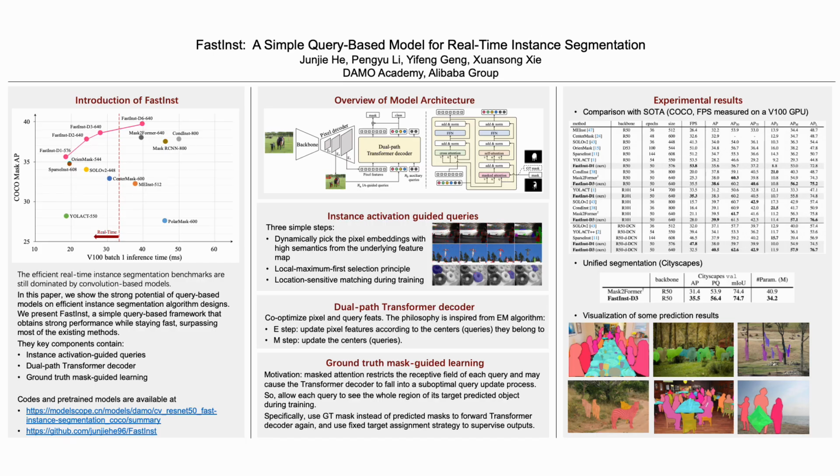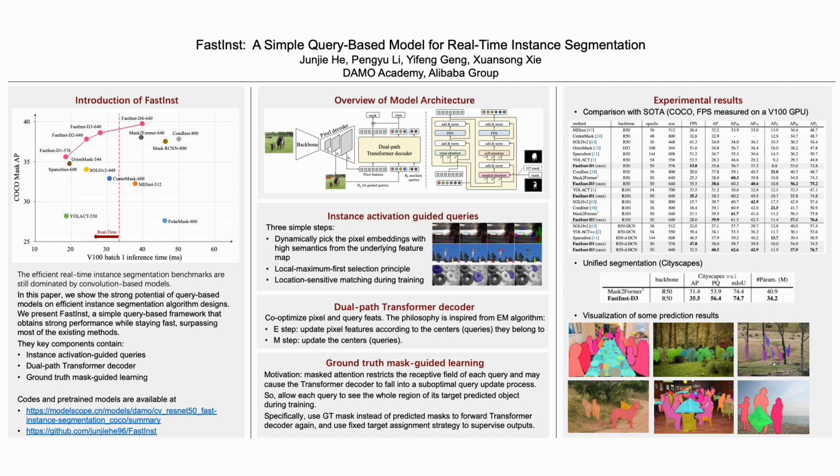Recent attention in instance segmentation has focused on query-based models. Despite being non-maximum suppression-free and end-to-end, the superiority of these models on high-accuracy real-time benchmarks has not been well demonstrated. In this paper, we show the strong potential of query-based models on efficient instance segmentation algorithm designs. We present FastInst, a simple, effective query-based framework for real-time instance segmentation.